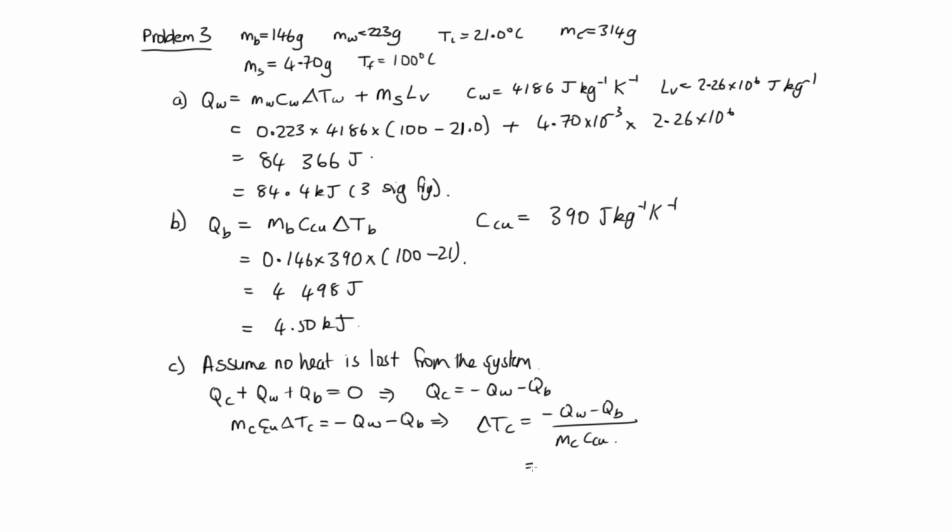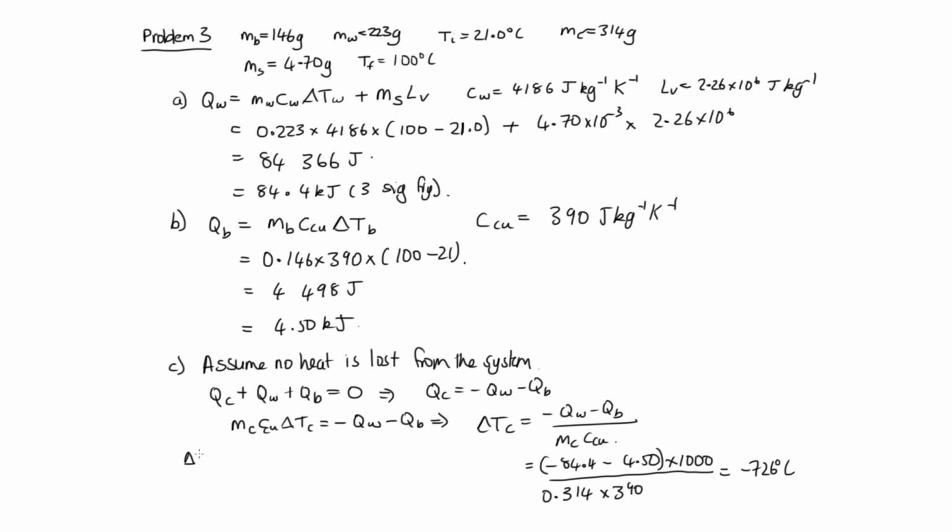Okay, so we can substitute in now. We've got minus 84.4 minus 4.50. Now this is all in kilojoules, so we times it by 1,000 to put it back into joules. Then the mass of the cylinder, we were told, was 314 grams, so that's 0.314 kilograms times the specific heat of copper, which is 390. So solving this, we end up with minus 726 degrees C. We're expecting a negative number because we just said we expected to end up colder than what it started at.